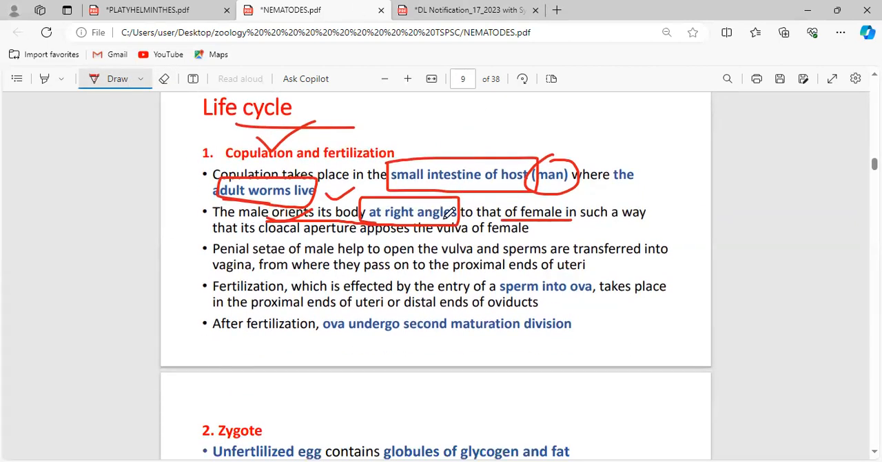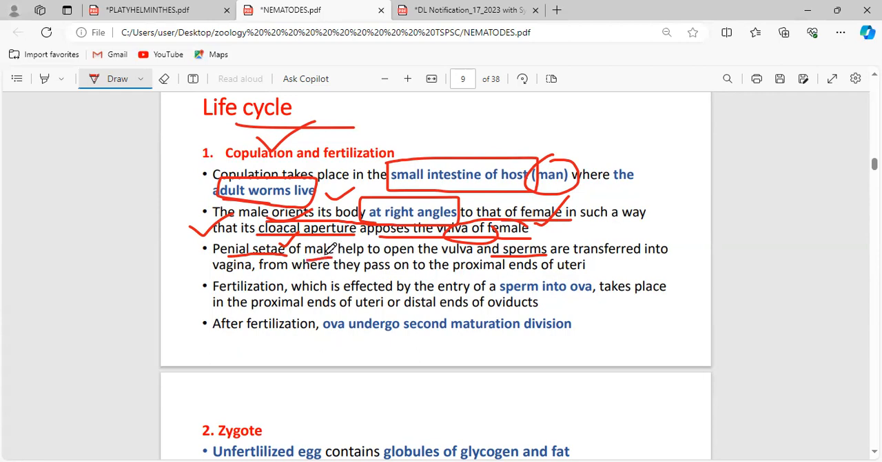The male orients his body at right angles to that of the female in such a way that its cloacal aperture is opposite the vulva of the female. Through this vulva, the male will inject its sperm. The penial setae, these are all reproductive organs, structures which will help the male to reproduce with a female.